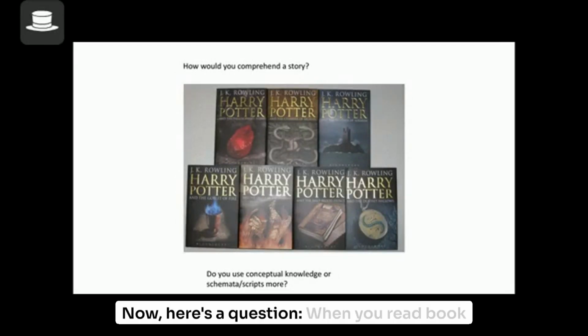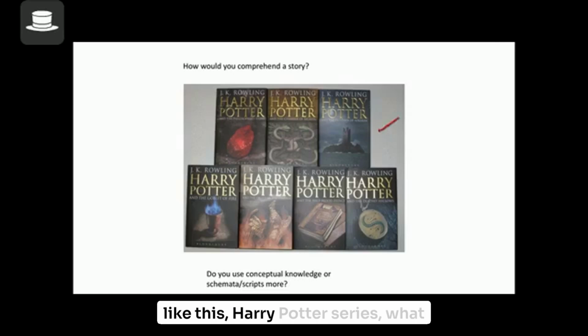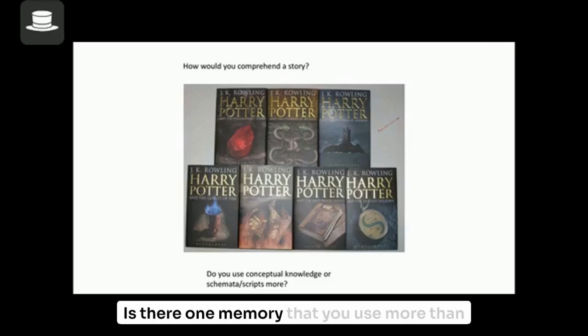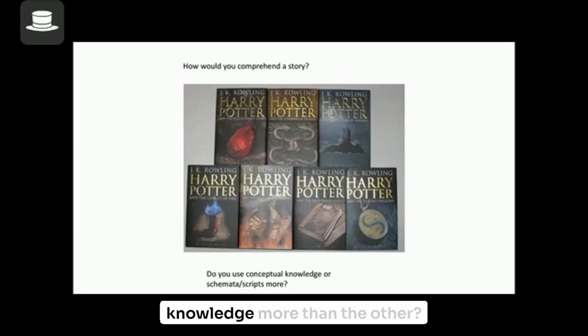When you read a text, you try to understand what is presented in the text. Now, here's a question. When you read a book like this, the Harry Potter series, what knowledge do you use the most? Keep in mind, you use both semantic memory 1 and 2. You need both. Is there one memory that you use more than the other? In other words, do you use one general knowledge more than the other? Specifically, do you use more conceptual knowledge or situational knowledge? What do you think? Pause here for a second and come back.